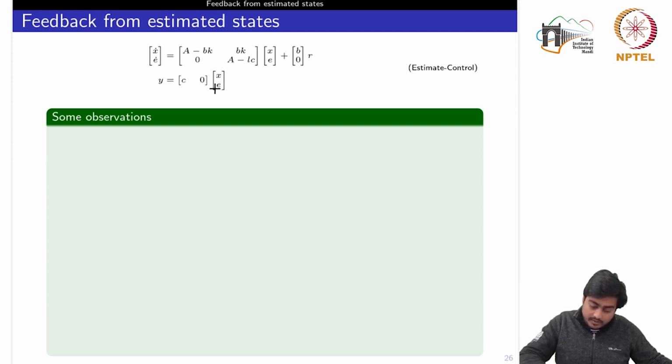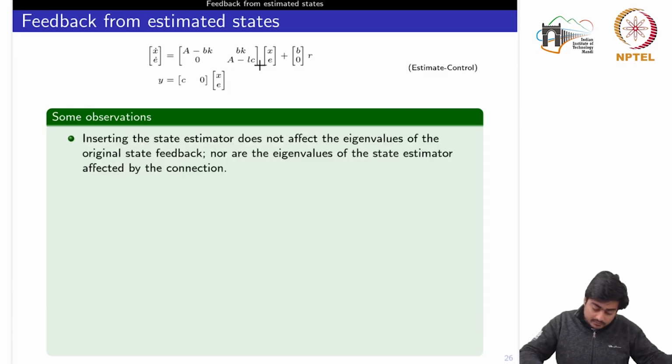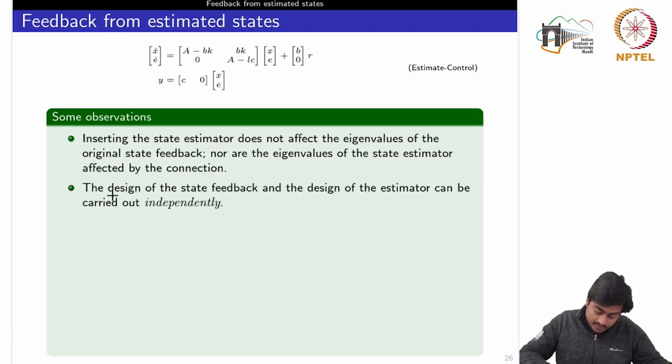So this was the closed loop dynamics we have obtained. So inserting the state estimator does not affect the eigenvalues of the original state feedback, nor are the eigenvalues of the state estimator affected by this connection. So this we had already seen. Second, as a consequence of this first point, the design of the state feedback and the design of the estimator can be carried out now independently.